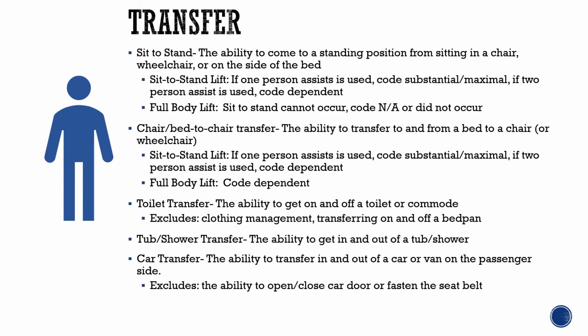Toilet transfers. This is the ability to get on and off of a toilet or commode. This excludes clothing management, transferring on and off of a bedpan. Tub transfers are the ability to get in and out of a tub or shower. And car transfers are the ability to transfer in and out of a car or a van on the passenger side. This excludes the ability to open and close the car door or fasten the seatbelt.